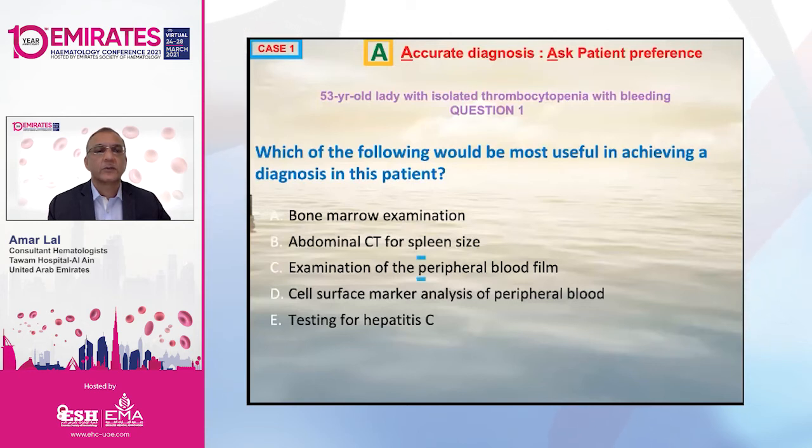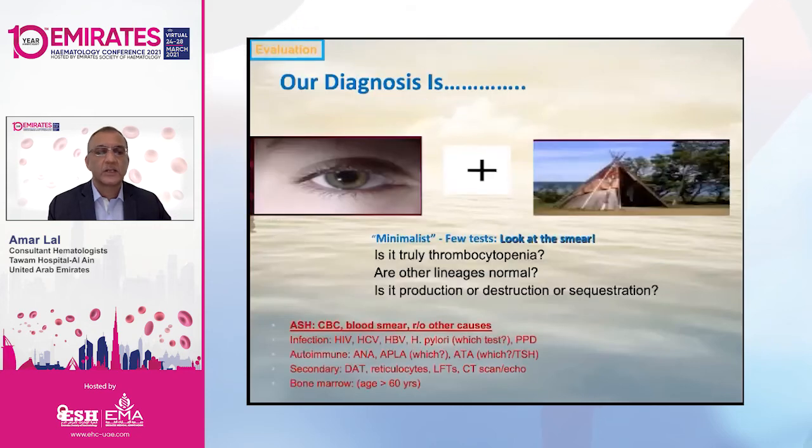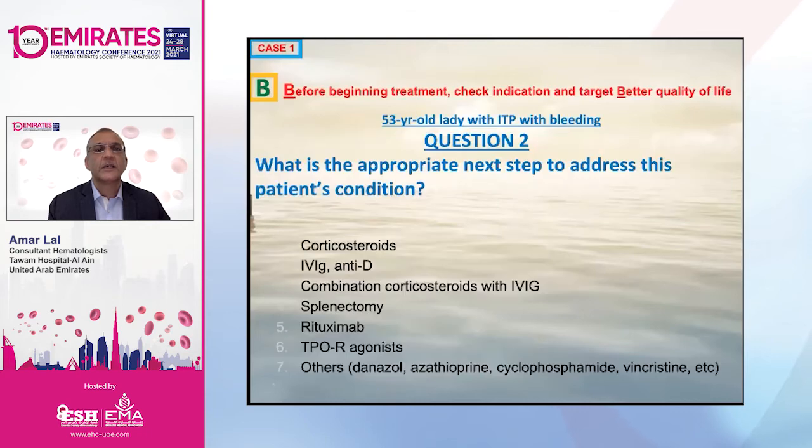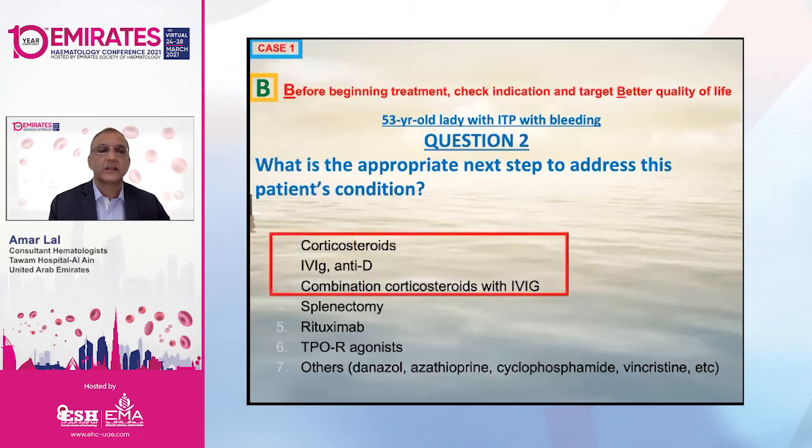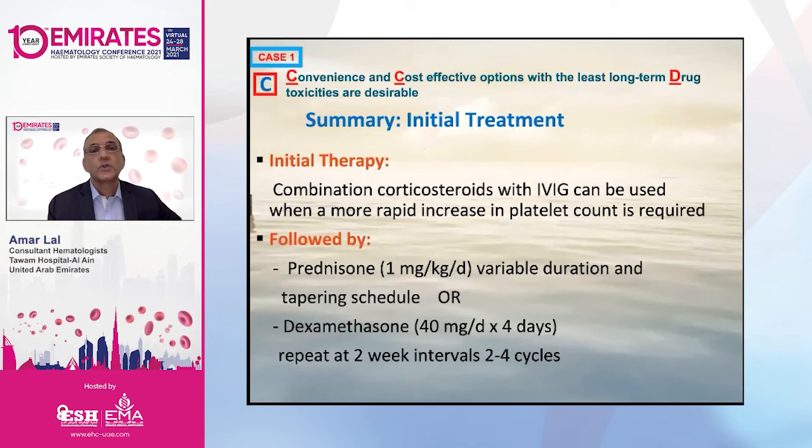What we will do? The important thing is to check the peripheral smear and rule out other causes: infective, autoimmune, and others, which was done. Before beginning treatment, check the indication. Yes, there is an indication. The patient is bleeding and needs hospitalization. So these are three options you can give.